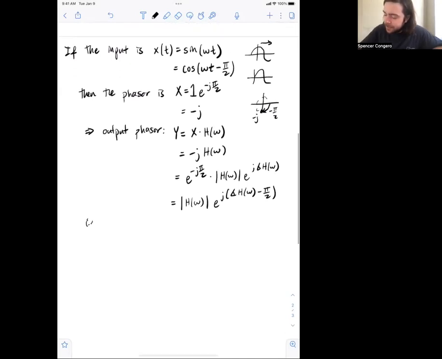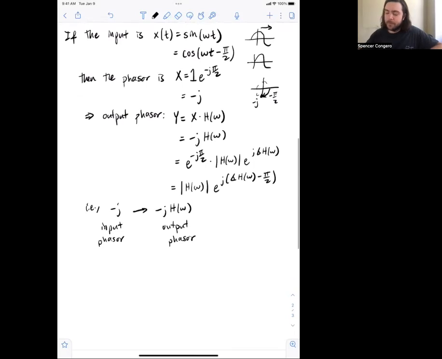Okay, so just to summarize what we've done there, if negative j is our input phasor, then our output phasor is just negative j times H of omega. We know our output phasor is just our input phasor times the frequency response.